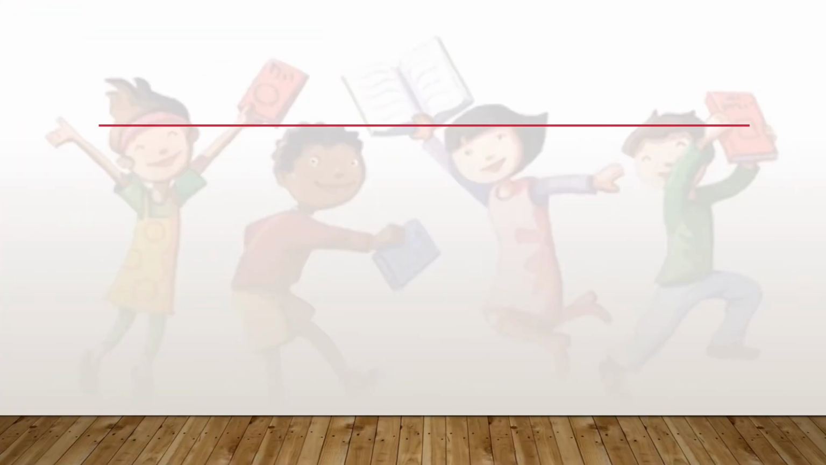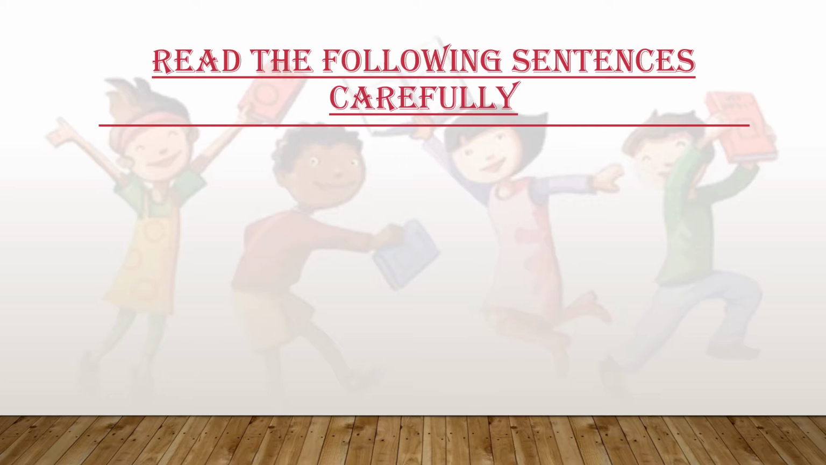In order to understand what is the relation between subject and verb, we need to first understand what a subject actually is and then move on to what a verb is. Before we do that, let us read the given sentences carefully.